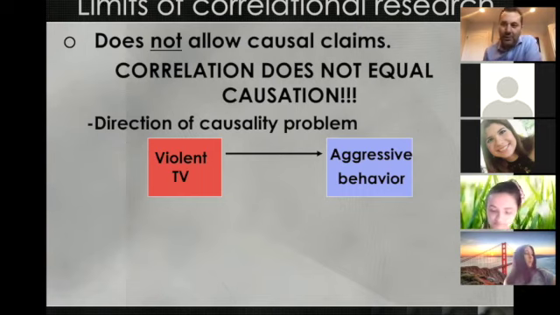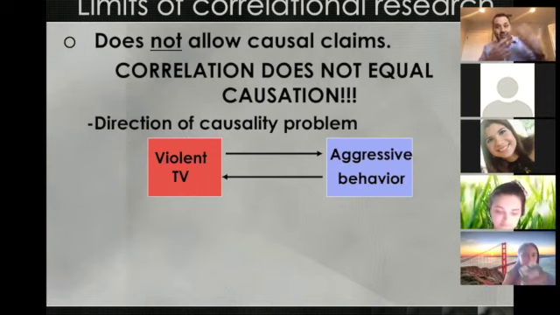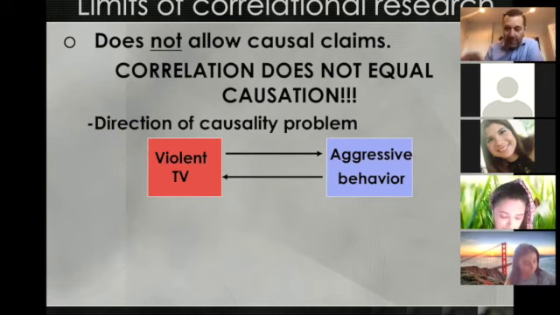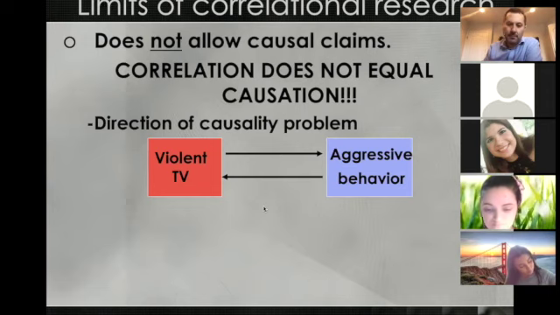But we don't know that for sure because it could be the case that people who are naturally aggressive just tend to gravitate towards violent TV, and that's why they watch more violent TV. So it could be that violent TV doesn't cause aggression at all. It could be that people who are aggressive already tend to like to watch violent TV. Just knowing the correlation doesn't tell you which of those two explanations is correct. And so it's a mistake to assume that one of those is automatically correct just because you have a correlation between the two of them. Okay, that's one reason why you cannot infer causation from correlation.